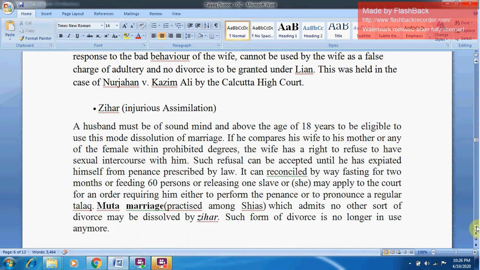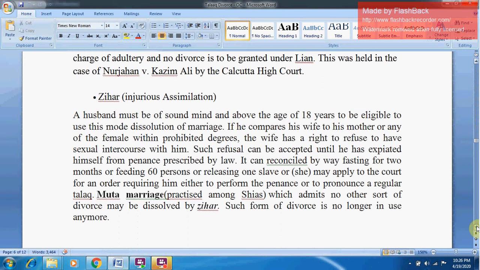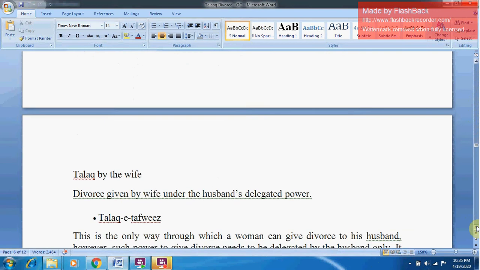It can reconcile by way of fasting for 2 months, or feeding 60 persons, or releasing one slave, or she may apply to the court for an order requiring him either to perform the penance or to pronounce a regular talaq. Muta marriage, practiced among Shias, which admits no other sort of divorce, may be dissolved by zihar. Such form of divorce is no longer in use anymore.